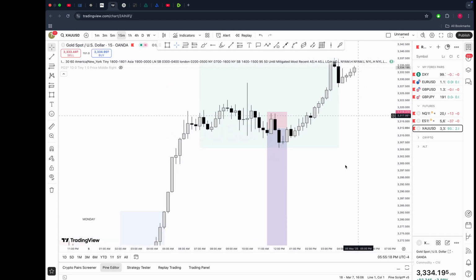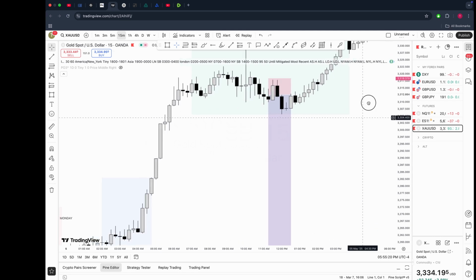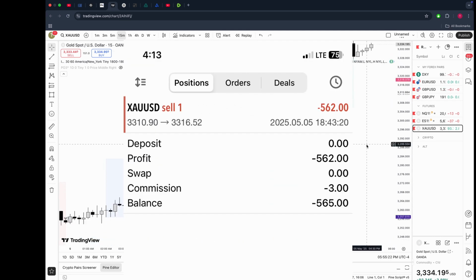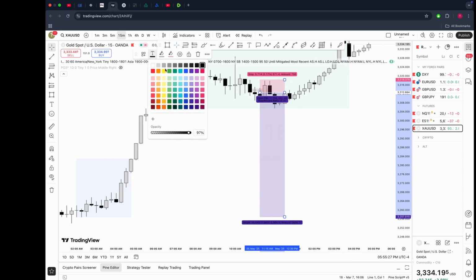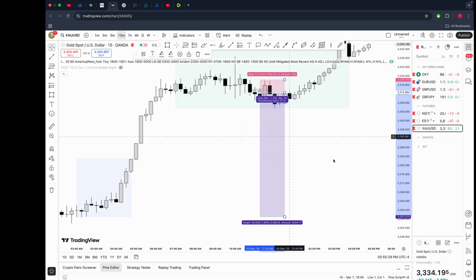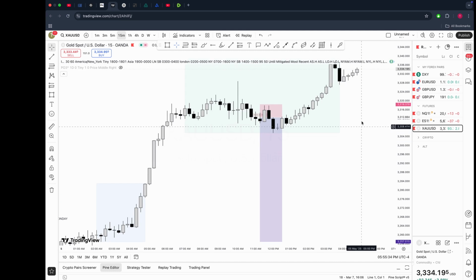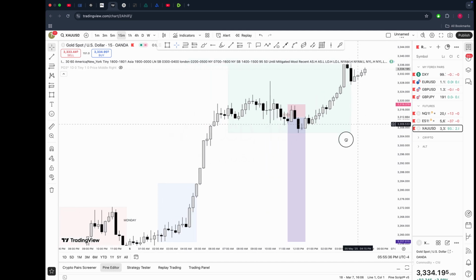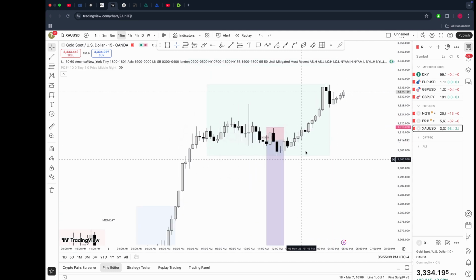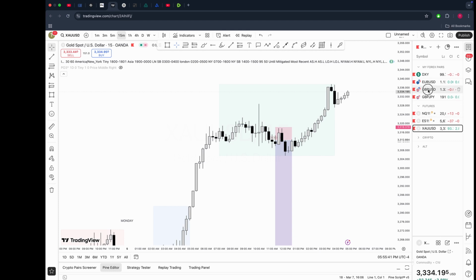Right, so yeah, this is the gold trade. It was a very high risk trade. I was risking around 1.9%. Yeah, but I think gold is still bullish, so yeah, that is what happened. So let's see what tomorrow has for us.